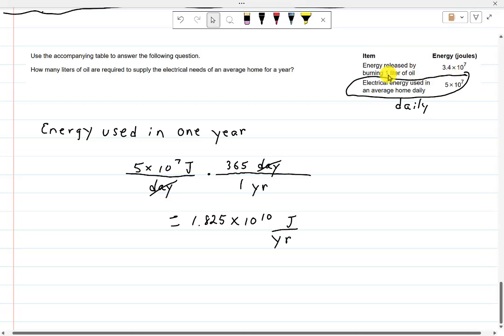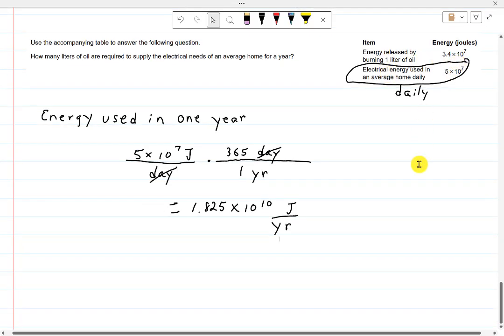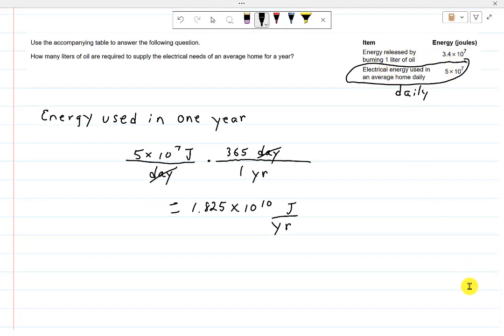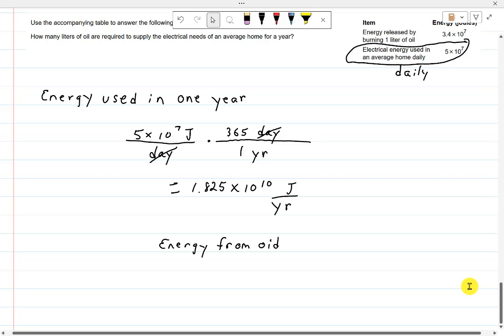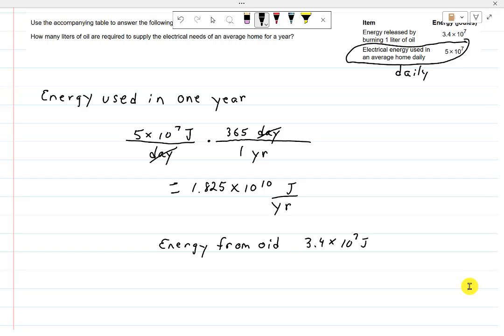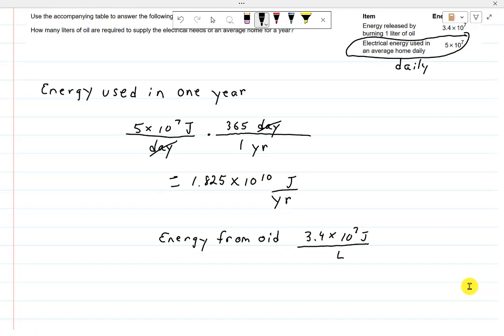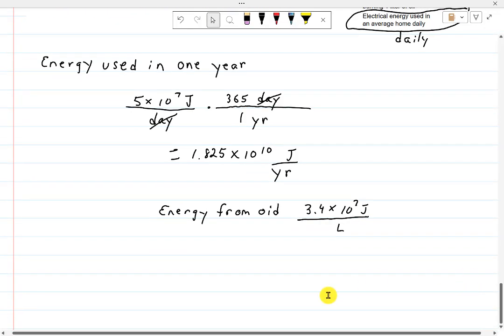Now, for 1 liter of oil, we get this many joules. So we could say available energy. The energy from oil is 3.4 times 10 to the 7th joules per liter. So I think the easiest thing to do is to take the energy used in 1 year and divide it by the energy from oil. I'll put an L back.